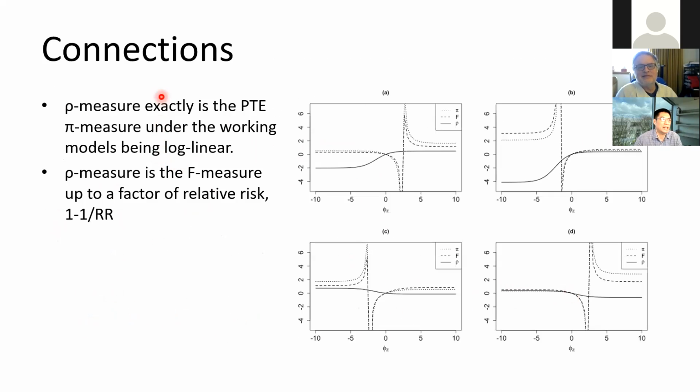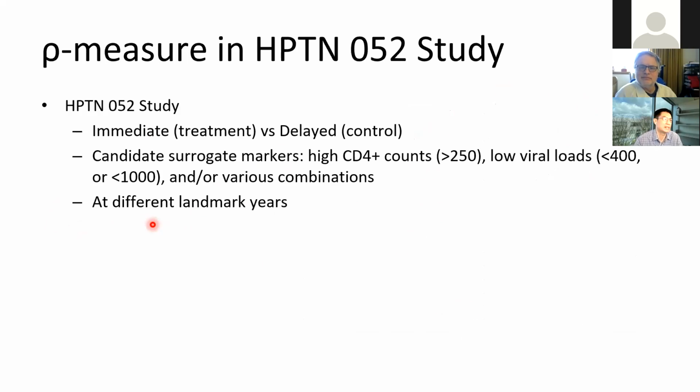So we can actually use that relationship to assess the relationship between the PTE measure or the F measure and this new rho measure. And here are some schematic graphs. The rho measure is essentially just an F measure by a factor of 1 minus 1 over the relative risk.